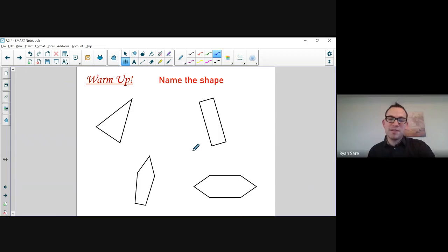We want to be more specific though. A polygon that has 5 sides, the root word for 5 is pent, so this is a pentagon. And then finally we have another polygon, a shape with multiple sides that's closed. This has 6 sides, and the root word for 6 is hex. So this is a hexagon.